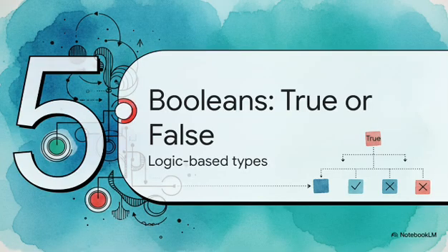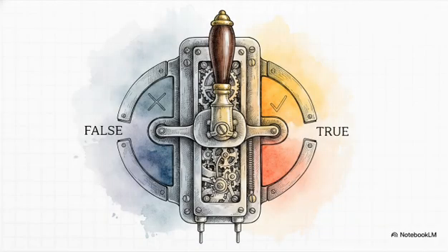Section 5, Booleans, true or false. Now for the logic. The crucial point about this specific container is that it is completely binary. Unlike strings that can hold practically any text or numbers that can go to infinity, a Boolean, or a bool, only ever holds one of two states, true or false. And a quick tip here, note the capital T and capital F. Python actually expects that exact capitalization to recognize it as a Boolean. Think of it as the ultimate yes or no switch for your code.